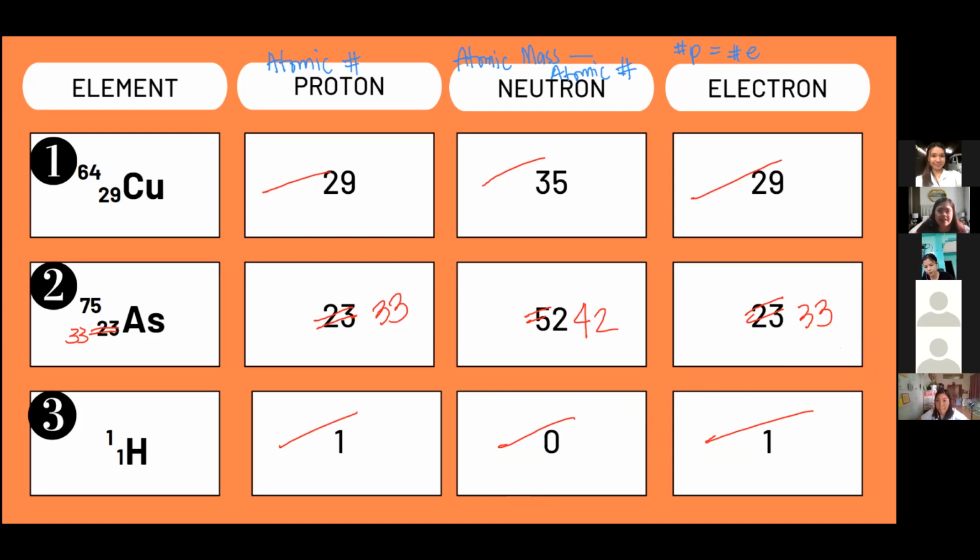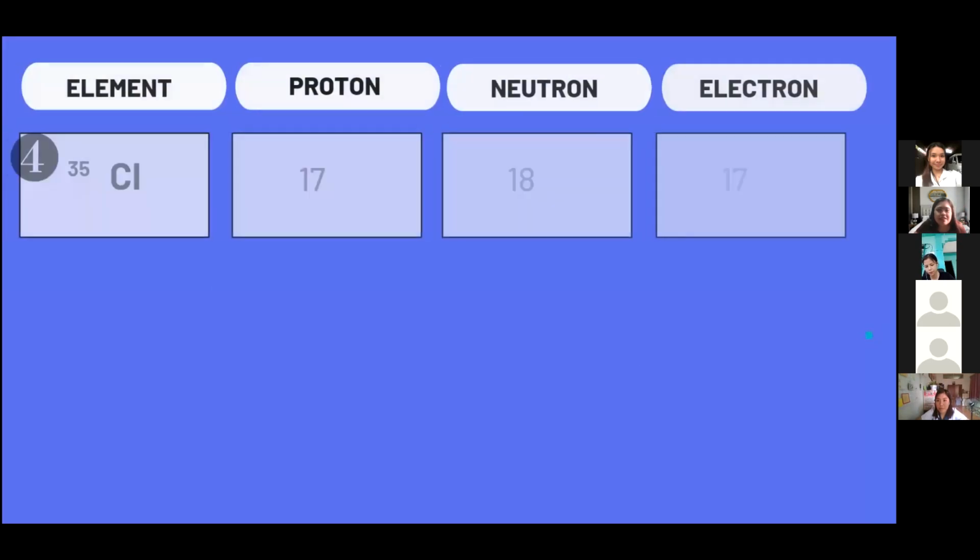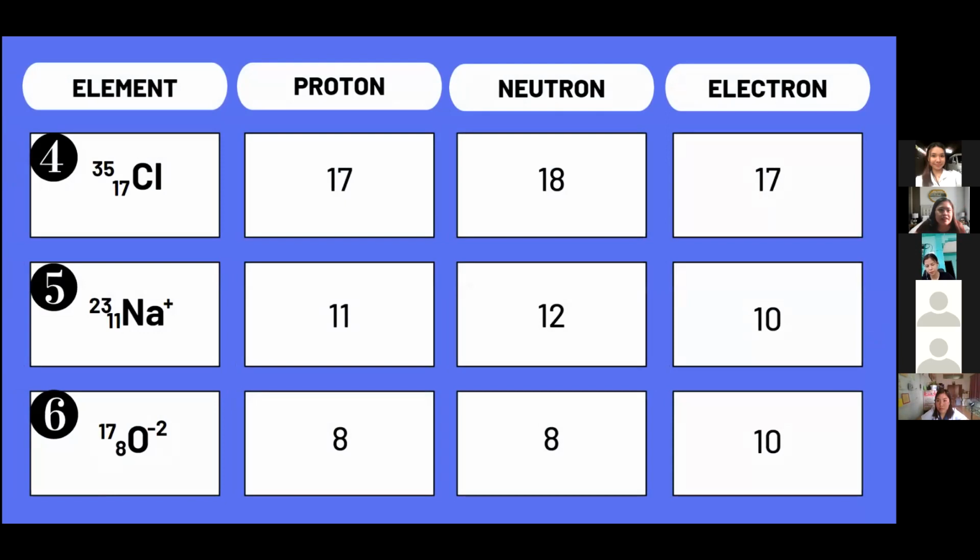Kasi nabutaan na. So let's move on to number 4. Kindly move the slide. Okay, thank you. Now for number 4, we have chlorine there. That is a neutral atom. So this is correct. 17, 17. And 35 minus 17 is 18.